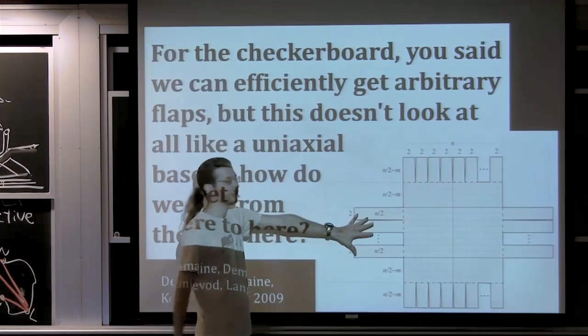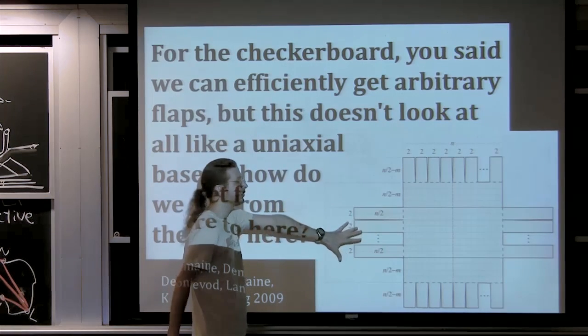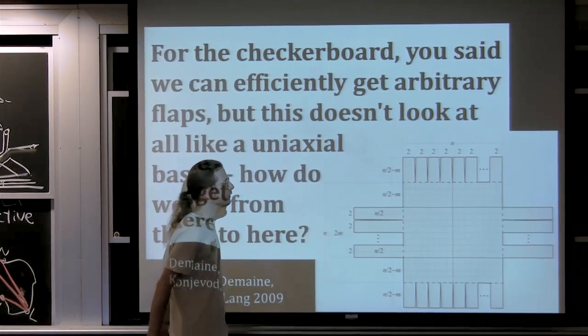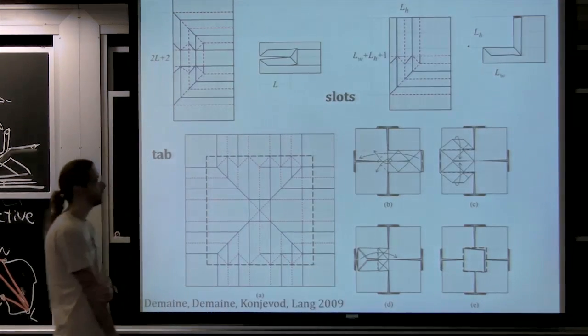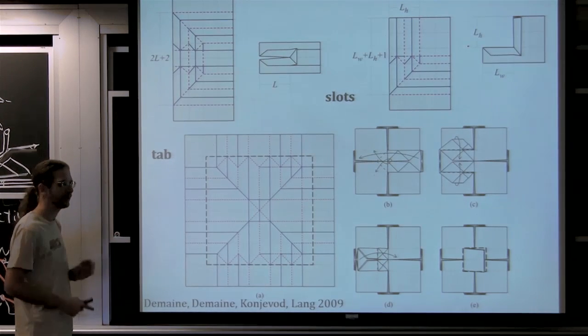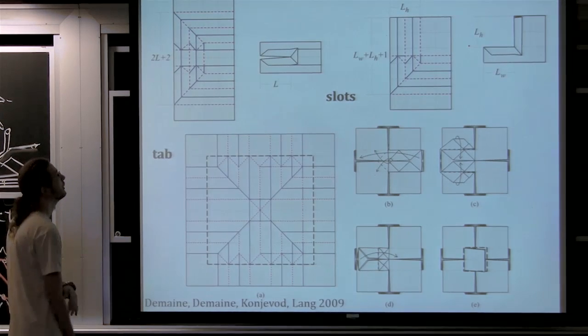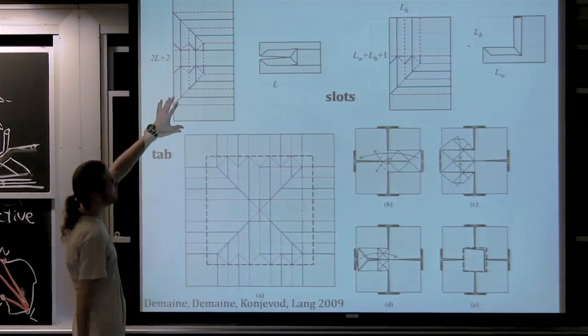The question was, how do you actually build this thing? This does not look uniaxial, and indeed we do not use uniaxial techniques for this. We use a separate set of gadgets which are based on pleating, and this will actually be very similar to something we see in a couple of lectures when we do box pleating to make cubes and stuff. But you just compose these gadgets.